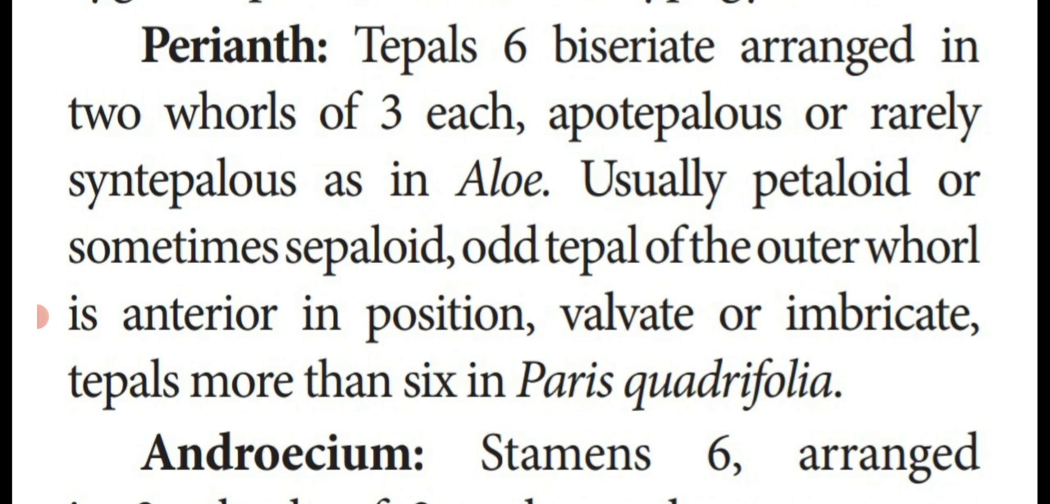Because this calyx and corolla are modified into another structure, it is known as perianth. The individual one of the perianth is known as tepal. 6 tepals are present.